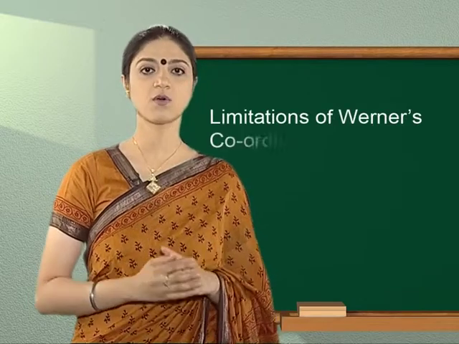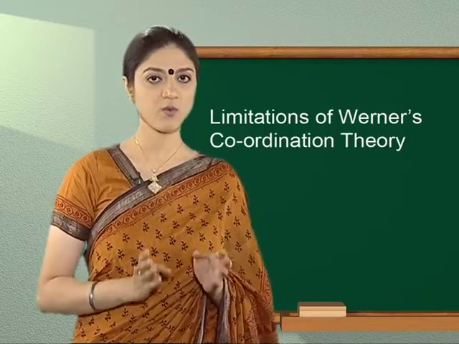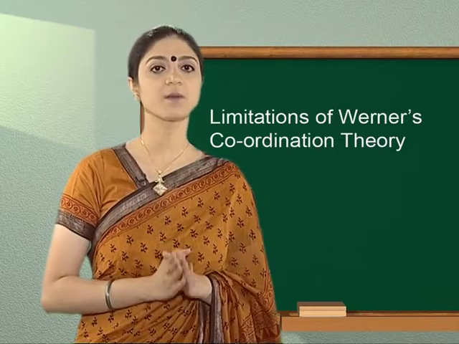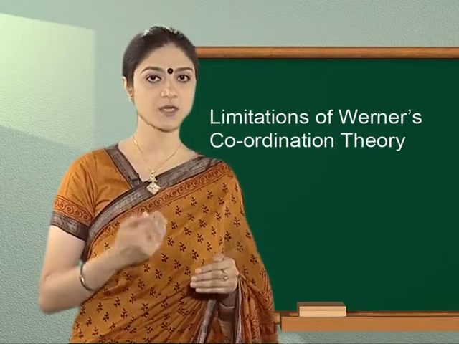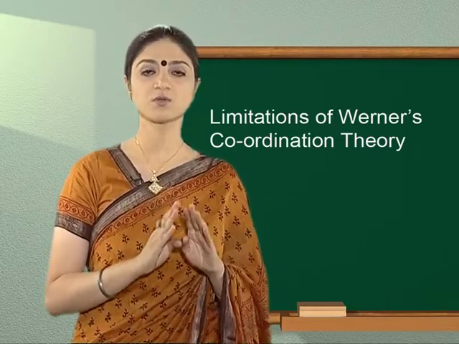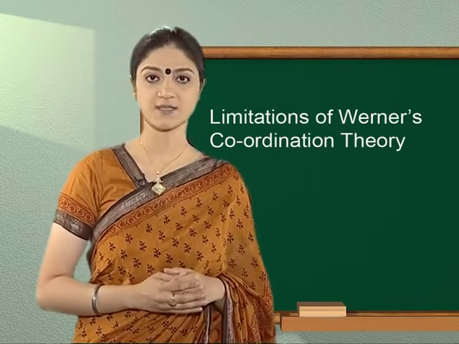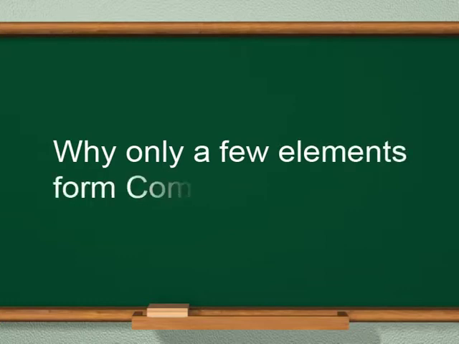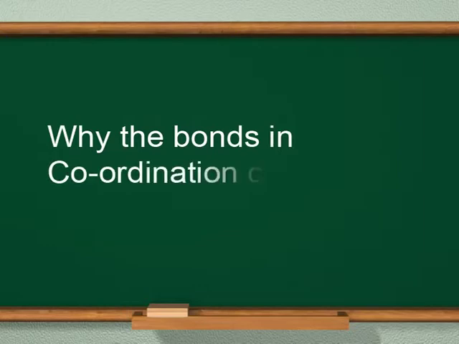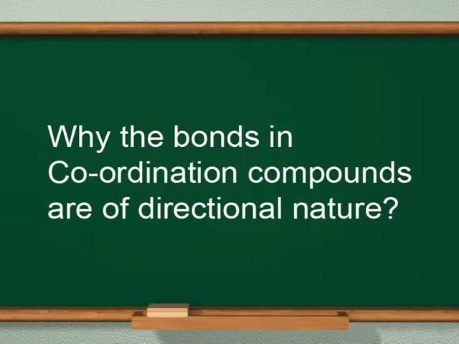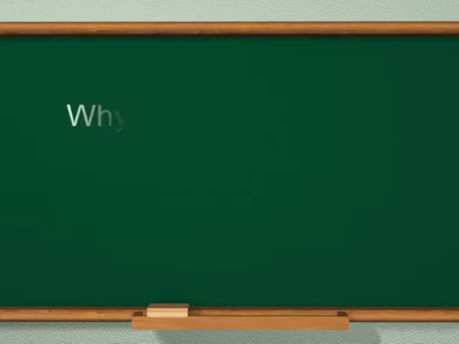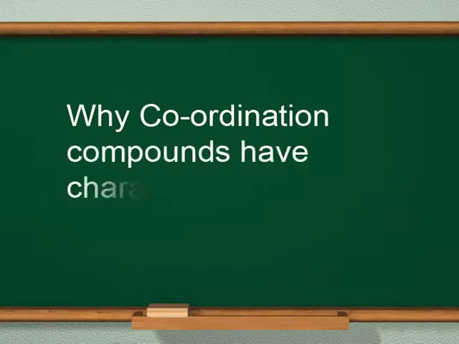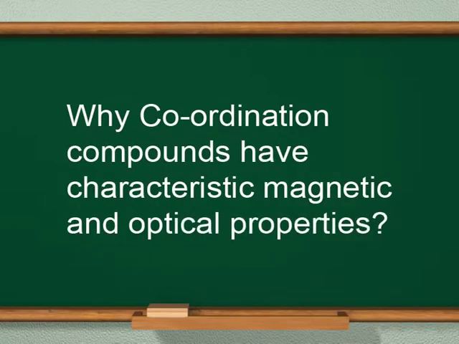Now let us discuss limitations of Werner's coordination theory. Though Werner was the first to describe the bonding features in coordination compounds, his theory could not answer basic whys. These are: number 1, why only a few elements form complexes? Number 2, why the bonds in coordination compounds are of directional nature? Number 3, why coordination compounds have characteristic magnetic and optical properties?